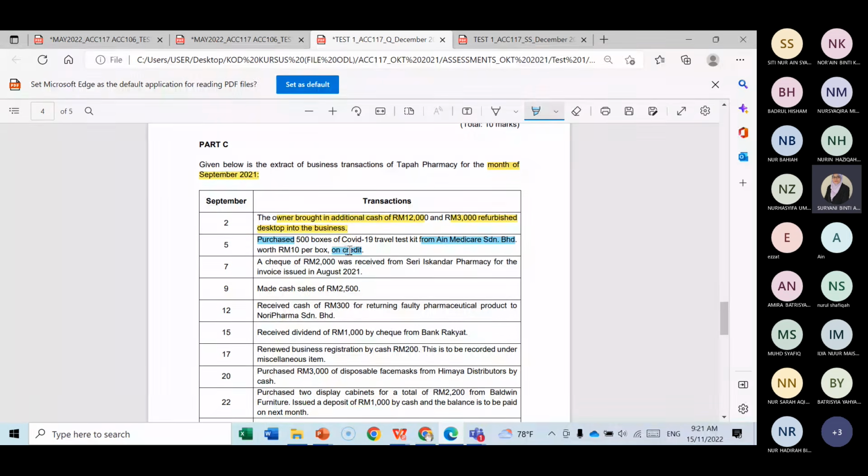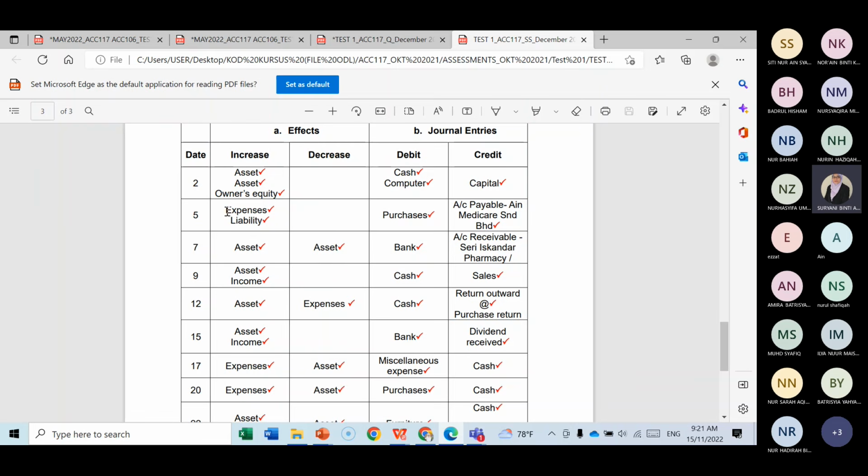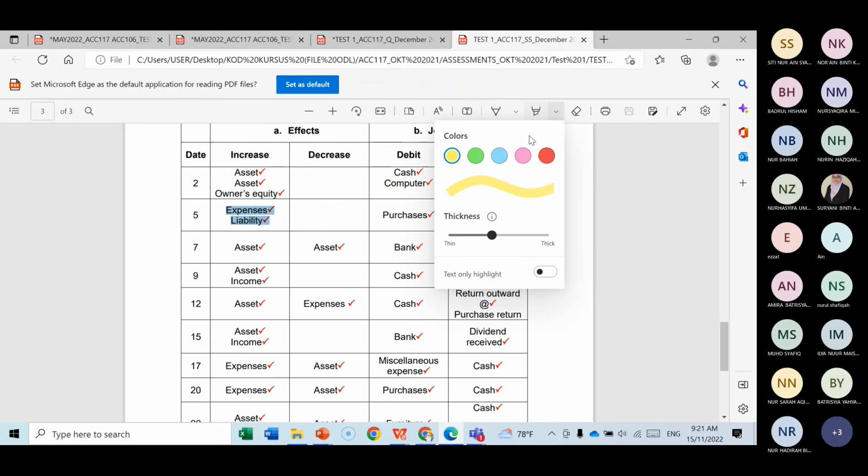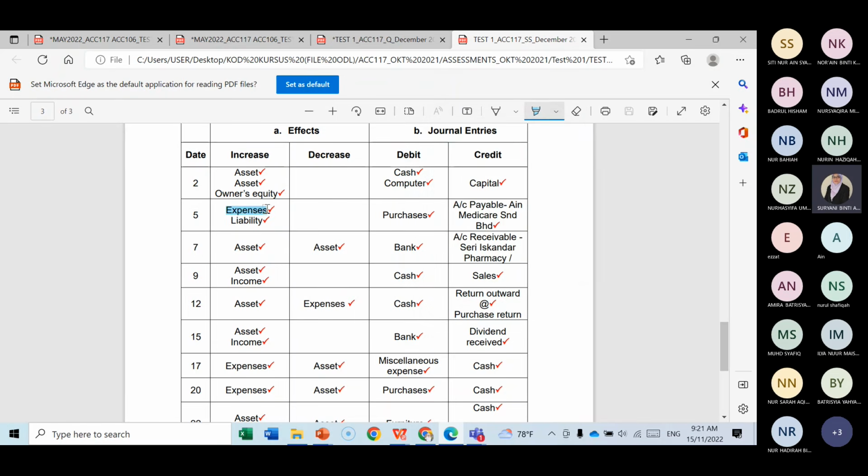So what is the effect, class? Increase in expenses, increase in liability. Very good. Okay. Increase in expenses and liability. So when you increase expenses, you will debit the purchase account. And when you increase the liability, you will credit the accounts payable, Ain Medicare Sdn Bhd.